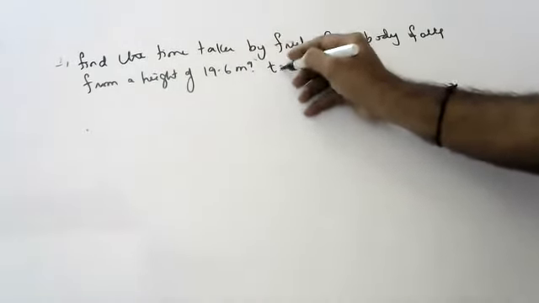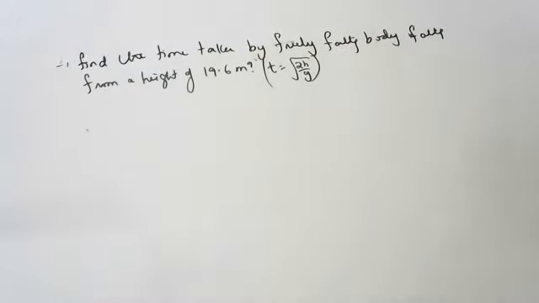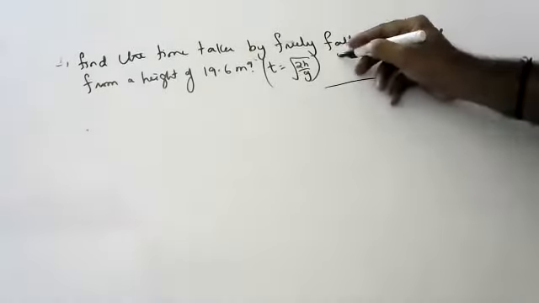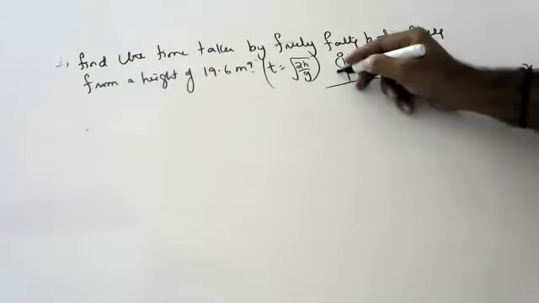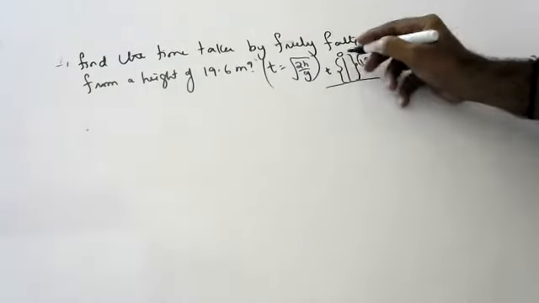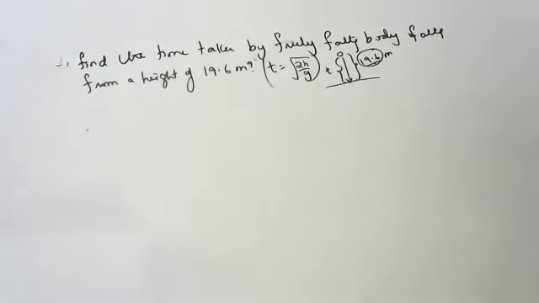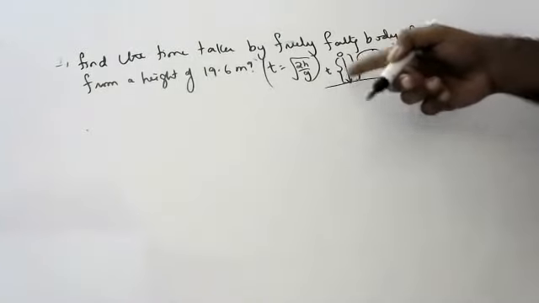Okay, children, t is equal to root of 2h by g is the formula. Come on, try to do it, children, and tell me the answer. A body is falling from 19.6 meters. How much time will it take to reach the ground?